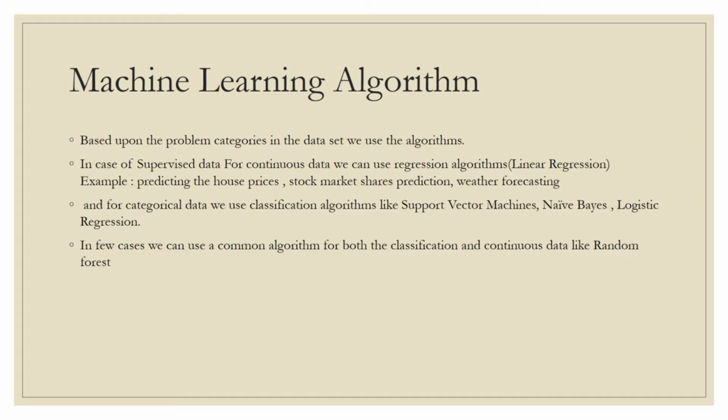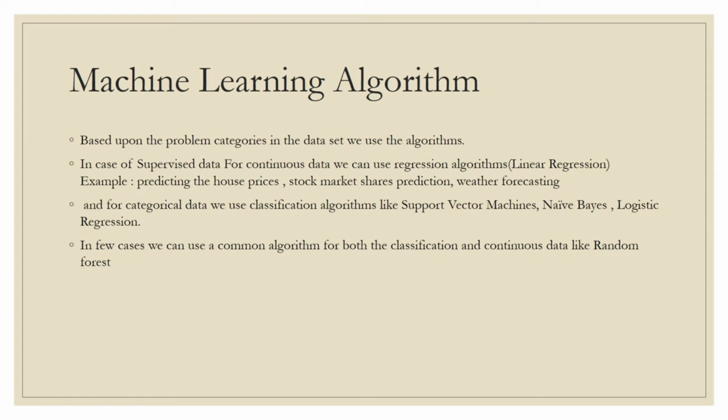Now, for continuous data wherein we do not have the classification or we cannot categorize them, the data is in continuous form. For example, when you predict the house prices, stock market, share predictions, weather forecasting, which algorithm do we use for such data? We use linear regression here. Now, random forest is one of the most popular machine learning algorithms which is being used for both kinds of data. It can be used for categorical data as well and continuous data also.